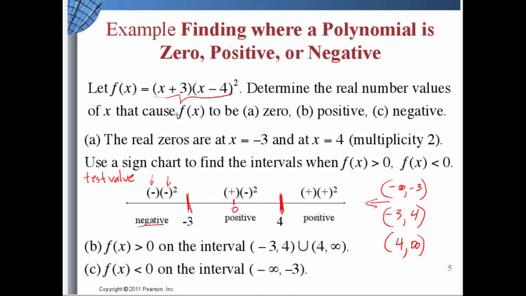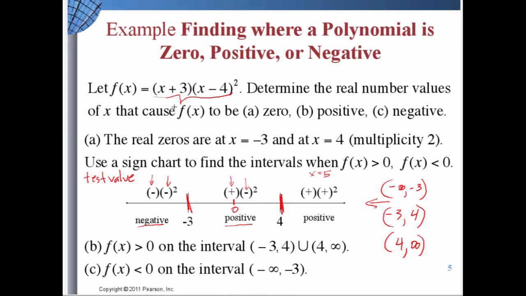If I plug 0 in for x into f, 0 plus 3 is positive, so that's where this positive comes from. 0 minus 4 is negative, so that's where this negative comes from. When we square a negative, no matter what it is, we get a positive. Times a positive is a positive, so that's why on this interval we know f is positive. And if we do that same thing, choose a test value greater than 4, we can choose x equals 5, or any other value greater than 4 that we'd like.